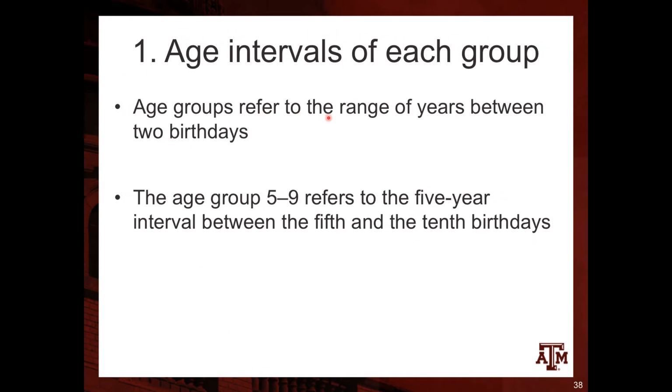The age groups refer to the range of years between two birthdays. The age group 5 to 9 refers to the 5-year interval between the 5th and the 10th birthdays, for example. So it includes ages 5, 6, 7, 8, and 9.